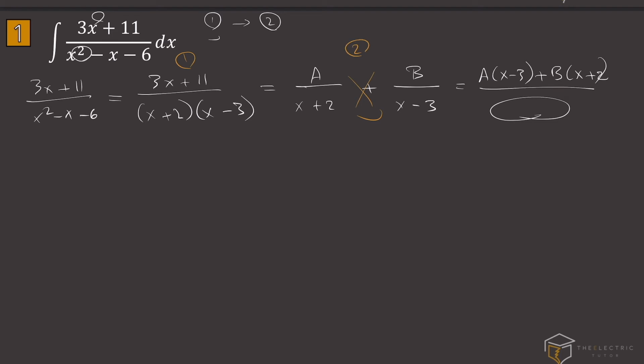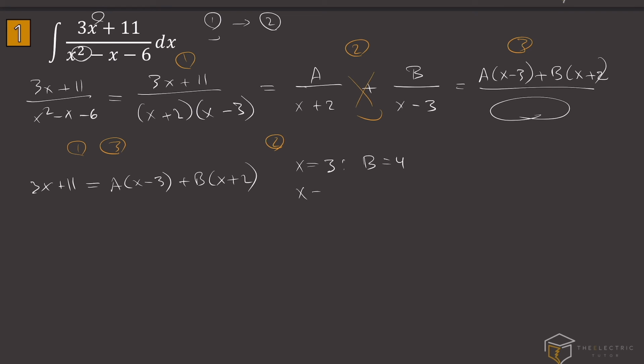Remember also that I call these expressions 1, 2, and 3 because I always compare 1 and 3 first, and then I use expression 2 for my final result as a reference. So comparing 1 and 3, I can get rid of the denominators, and I have 3x plus 11 equals A times x minus 3 plus B times x plus 2. I can solve this very easily by setting 2 specific values for x. If I say first that x equals 3, I can get rid of the A term and solve for the B value, which is going to give me 4.